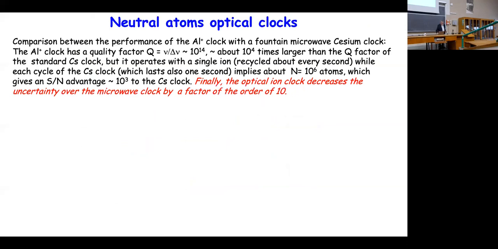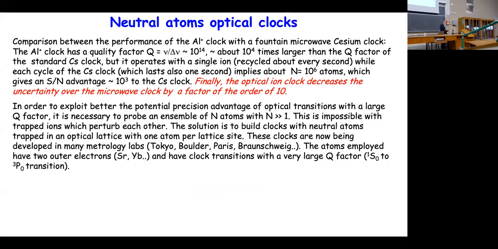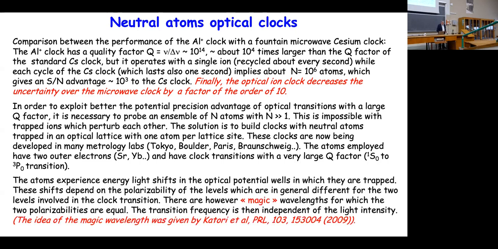So this is what I said. You have to pack neutral atoms in traps, and there are several groups in the world which are doing that in the United States, in Germany, in France, in Japan. And the big progress in this field was achieved when Katori in Japan understood the big drawback, the big problem with optical clocks: the atoms are trapped in an optical potential. And this optical potential, it's a light shift effect, it is not the same in the ground state and the excited state of the trap.